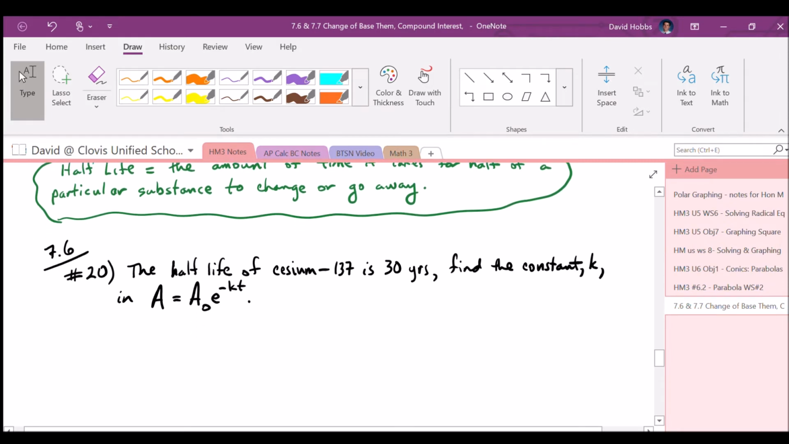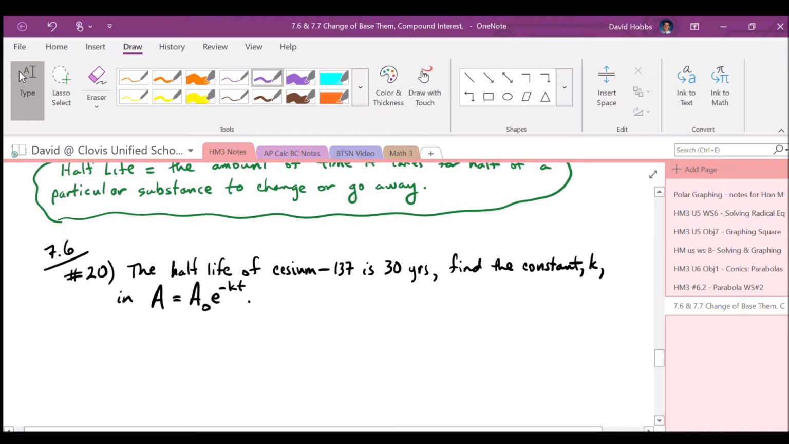So we need to do a sample problem, and let's just do from 7.6, we're going to do number 20. So the half-life of cesium-137, by the way, 137, that's just part of the name. We're not going to be plugging in 137 anywhere into the formula. So the half-life of cesium-137 is 30 years. So in 30 years, if you start with a certain amount, half of it's going to be gone in 30 years. Find the constant K. K is a constant. In the formula, A equals A sub 0 e to the negative KT.